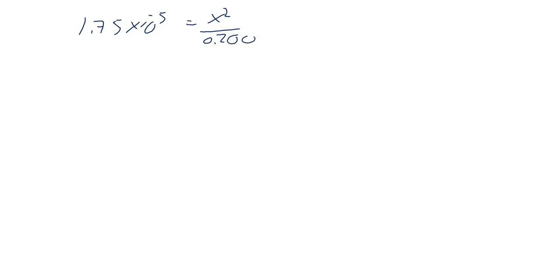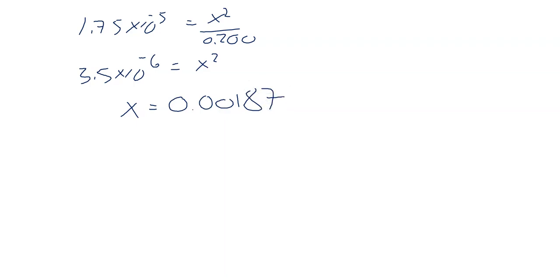So solve for x. You end up with 3.5 times 10 to the negative 6 is equal to x squared. And then take the square root of the left side. I usually raise it to the 1/2. That's how I do it in my calculator, but that's fine. So you end up with x equal to 0.00187.